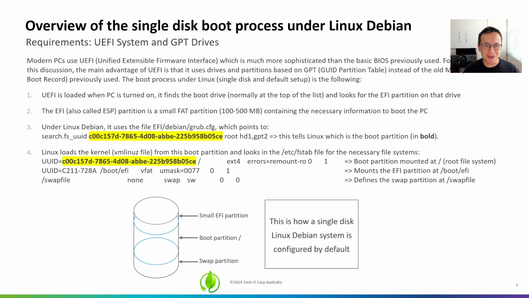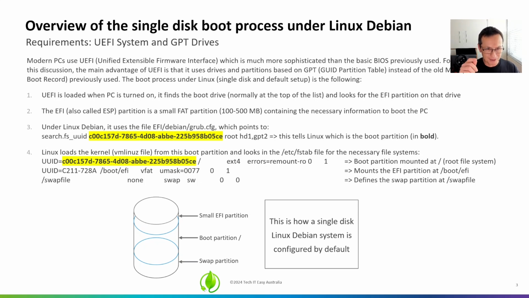So when you install Linux on a single drive in a default setup, what happens is that first, when you turn the PC on, the UEFI is loaded, then it will look and find the boot drive, which is normally at the top of the boot order, and it will look within this drive for the EFI partition. This EFI partition is a small FAT partition, about 500 meg, and it contains all the necessary information for the PC to boot under Linux.